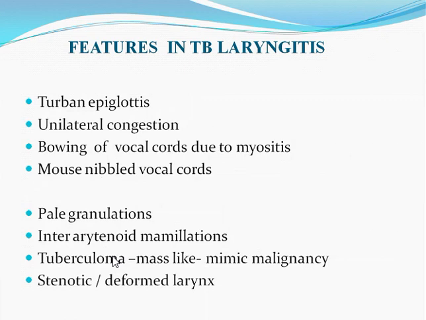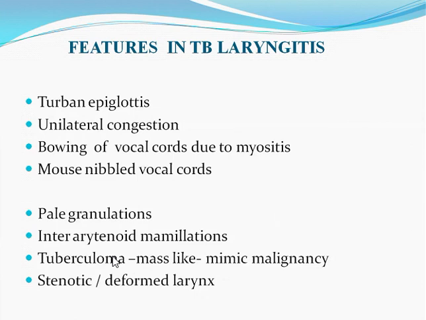Features in tuberculous laryngitis, as I told you: turban epiglottis, where the epiglottis folds inside. There is a unilateral congestion. Sometimes you will see bowing of the vocal cords, particularly one vocal cord bowing. This is due to the myositis. The mouse-nibbled appearance of the vocal cords, where small chips are eaten away, and pale granulations are seen. They are pale. And the interarytenoid mammillations, seen in the interarytenoid area, are folded mucosa in the interarytenoid area.